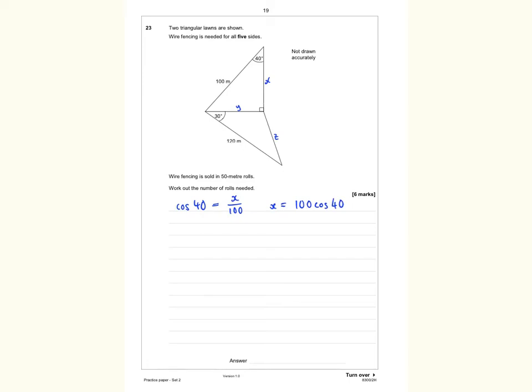Now, I'm not going to put this in my calculator now. It's very tempting to do that. But what I'll end up doing, guys, is I'll be rounding it, and then I'll lose some accuracy towards the end. So I'm going to keep it like this for now. I know that x is equal to this, and this will give me a number. Now y is the opposite length of the 40 degrees. So here I'm going to use sine 40. Sine 40 is equal to y over the hypotenuse, so y over 100. So sine 40 is equal to y over 100. Therefore y is equal to 100 times sine 40.